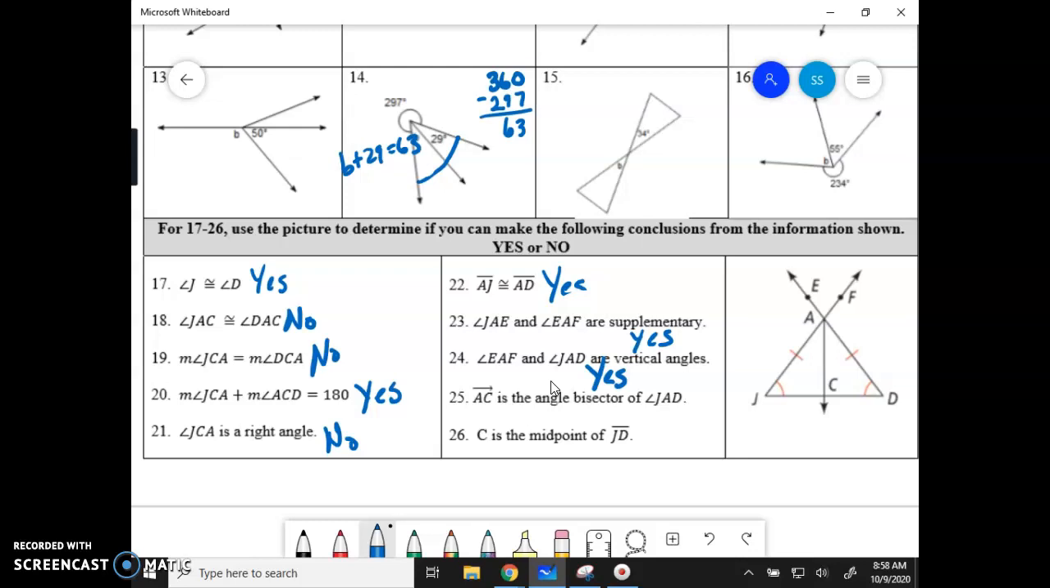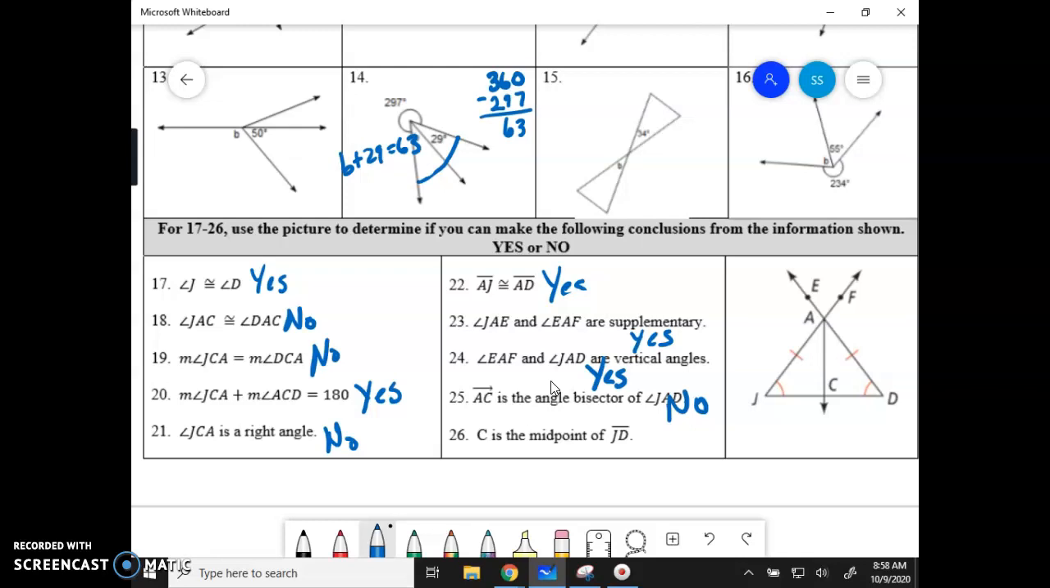Number 25, ray AC, that's this guy right here. Ray AC is the angle bisector of JAD. JAD is here. So does this ray cut this big angle right here? Certainly looks like it, but it's not indicated on the diagram, so no, we cannot make that conclusion.